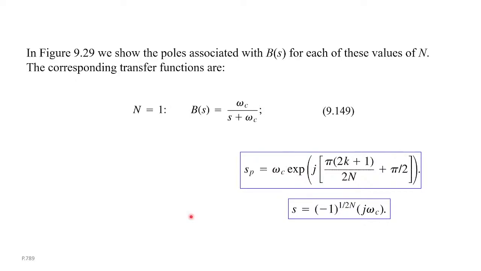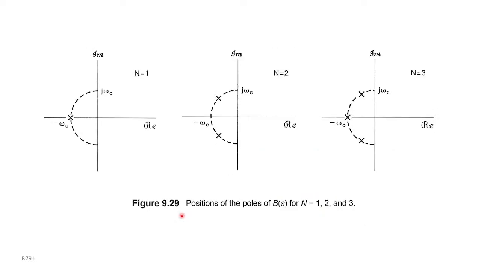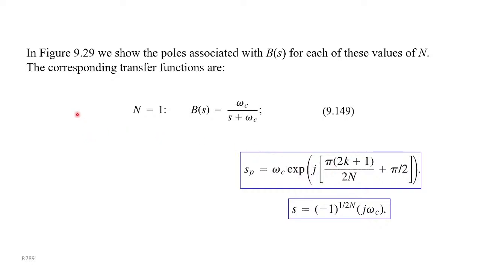So let's see some examples. We have an example for n equal to 1, n equal to 2, and n equal to 3. The poles of B of S, as we said, will be the left side poles on the circle. So 1 is this pole, for 2 it is these 2 poles, and for 3 it is these 3 poles. And if you write down the numbers, then B of S equals this thing. Okay?